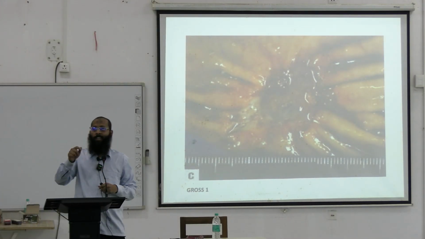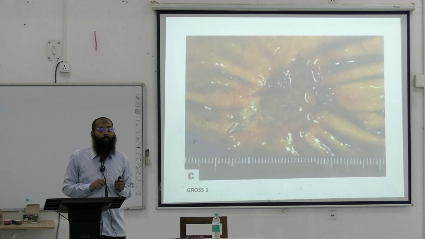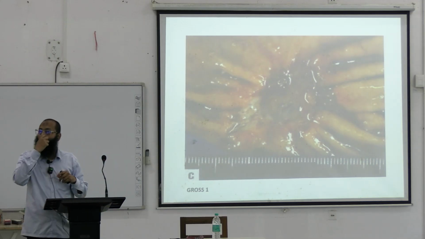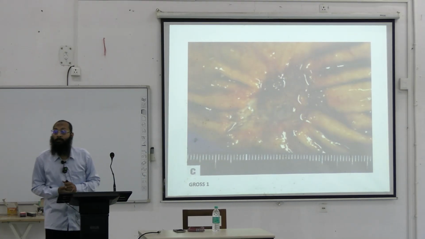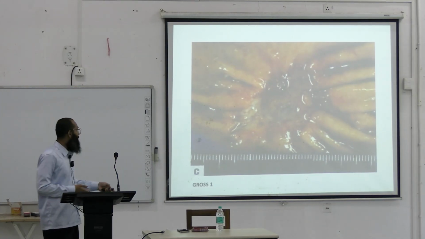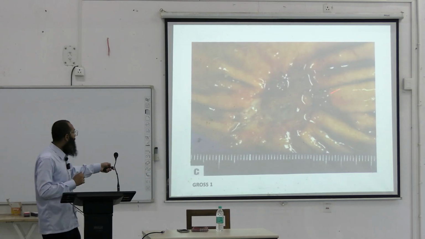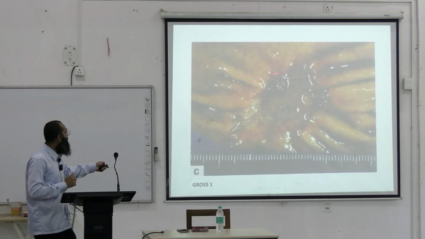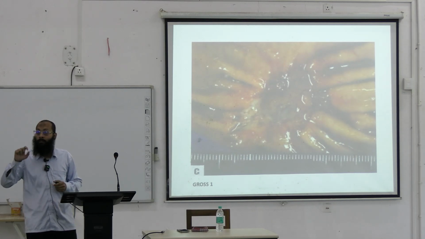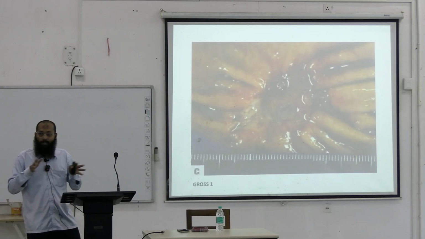Type 3, okay. Anyone else? Type 3. Yes, it's a type 3 because there is an ulcer in the center, the margins are elevated, and here the gastric rugal folds are thickened. Why are those thickened? Because cells are infiltrating into them.